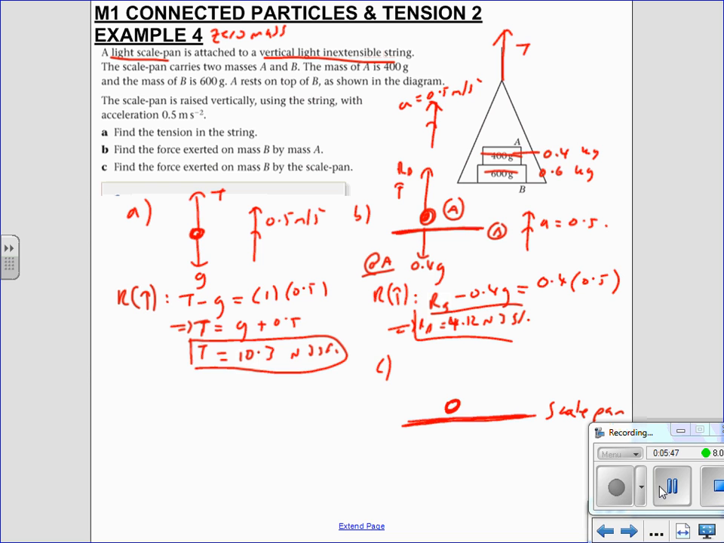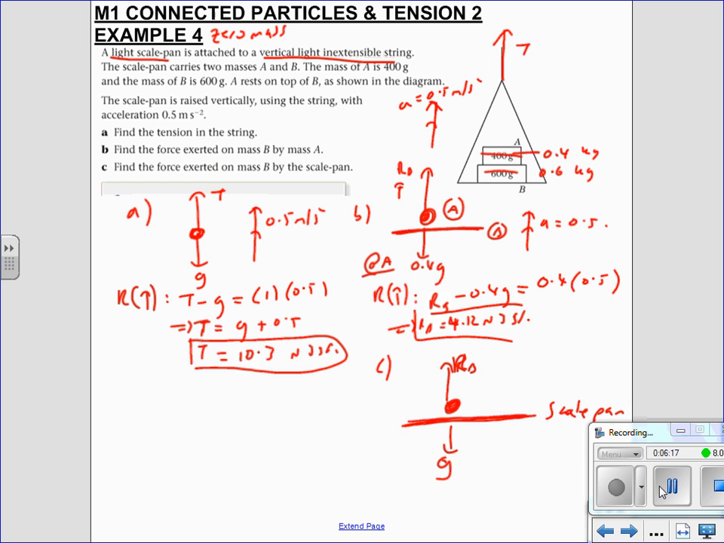Particle B is resting on the scale pan. Well, not resting, it's not in equilibrium. But also particle A is as well. So the scale pan has to take both B and A's weight, and it has to produce its own normal reaction, otherwise B and A are going to fall through the scale pan floor. So what weight does this thing have to put up with? Well, it's 0.4 plus 0.6 g, so that's just g.